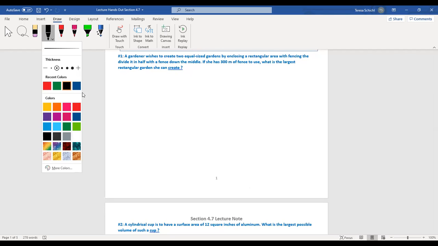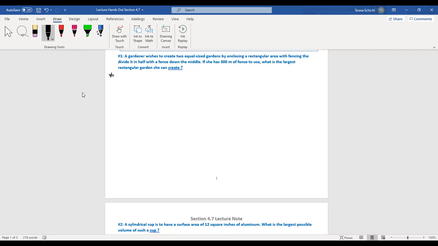Okay, so let's do step number 1. What is known here? I know the amount of the fence, 300 meters. This one is known, it's a given. I only have that. And then what is the unknown? It's the dimensions.